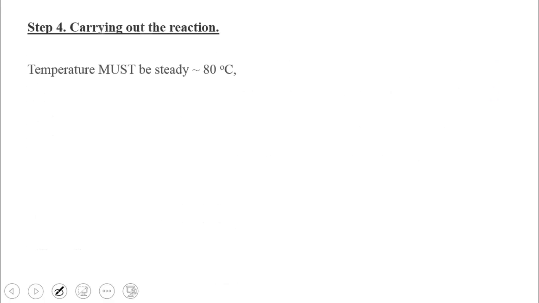So now in terms of carrying out the reaction, our temperature must be steady at around 80 degrees for at least 5 minutes. Now, if it was at 81, that's totally fine, 82. But we do need to record our temperature and keep an accurate measurement of that. We'll be using the LabQuests, like we did last week, as our thermometer.